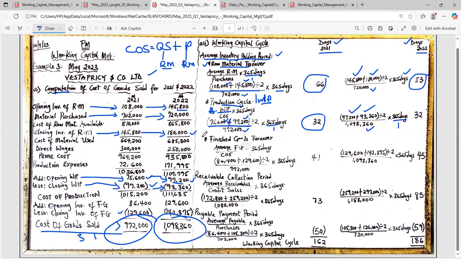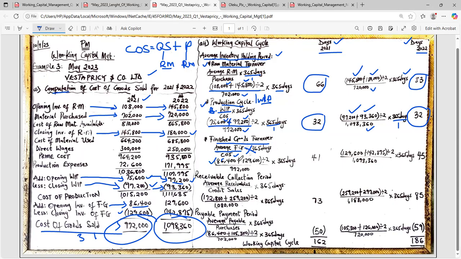That's that. Then the final one that we'll be working on is our finished goods turnover. That is the ratio that we use to check our finished goods. So the formula is average finished goods over cost of sales times 365 days. So let's look for finished goods here. These are our finished goods. Our opening stock of finished goods for 2021 is 86,400. Look at it here, 86,400.